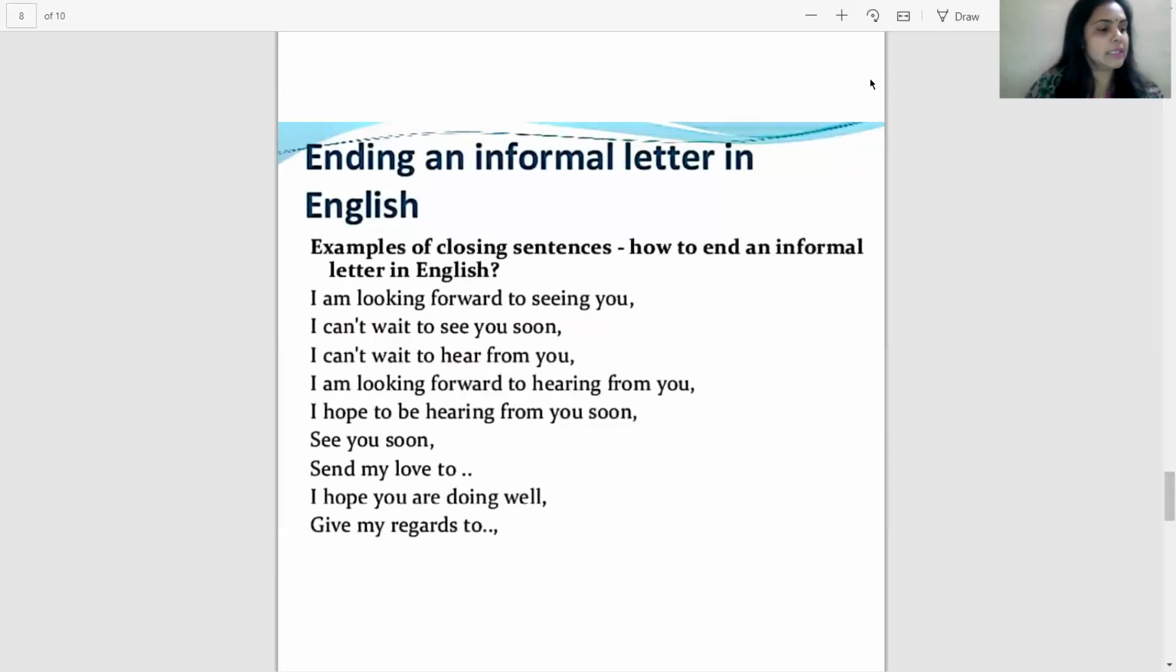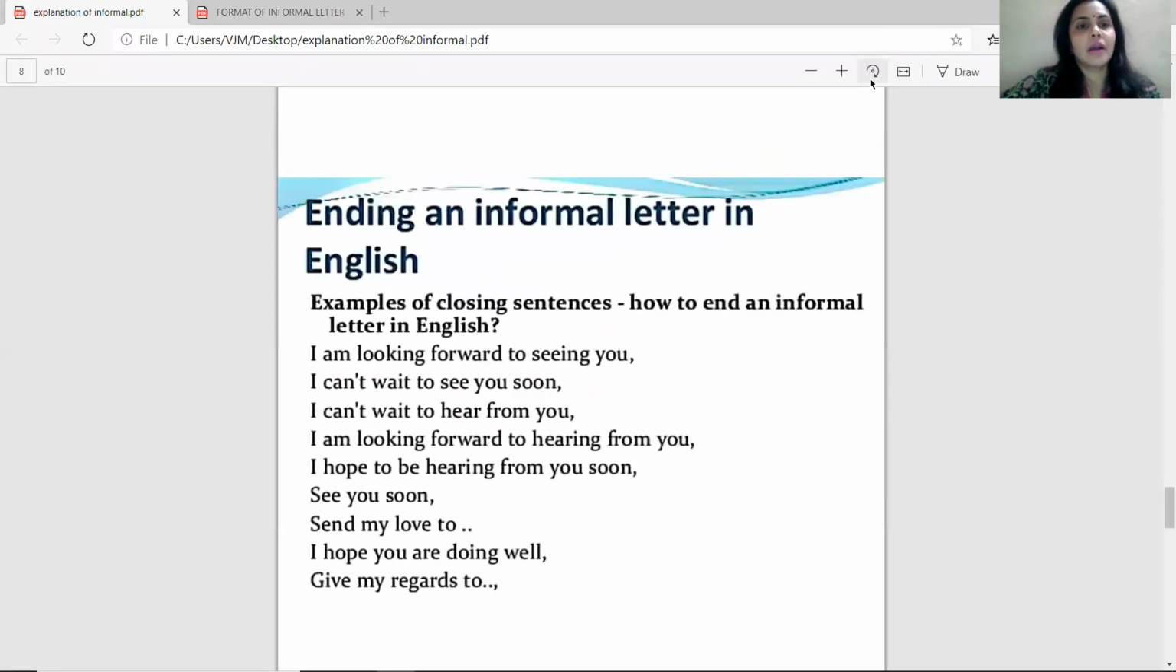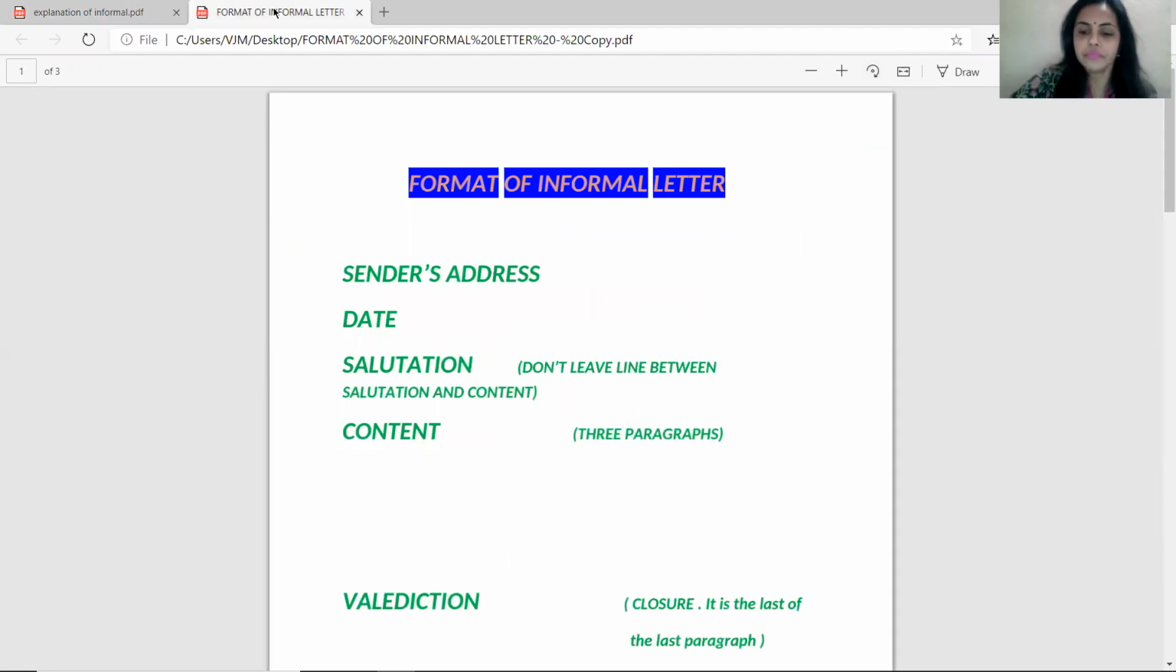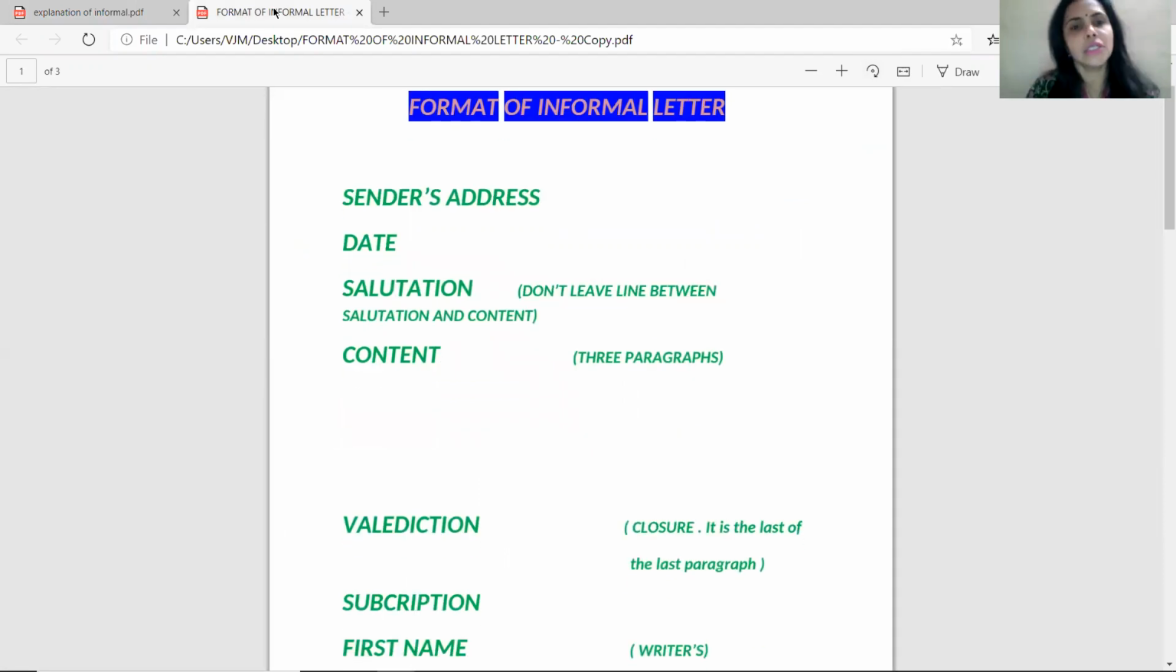Now we shall quickly see. Now, of course, as every writing skill has a format, similarly, an informal letter also has a format. And which is that format? Just have a look now. It is a very simple format, unlike a notice or formal letter. This format is very easy to learn, to understand.